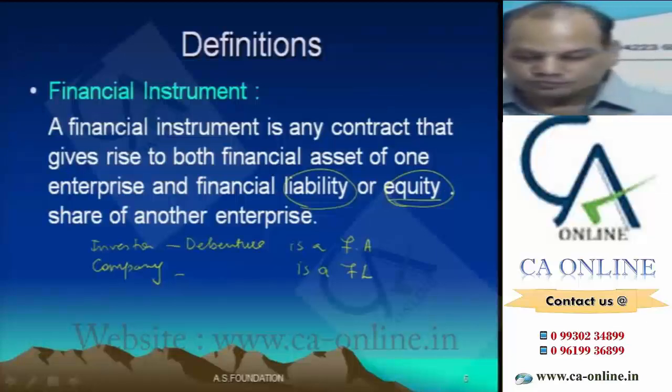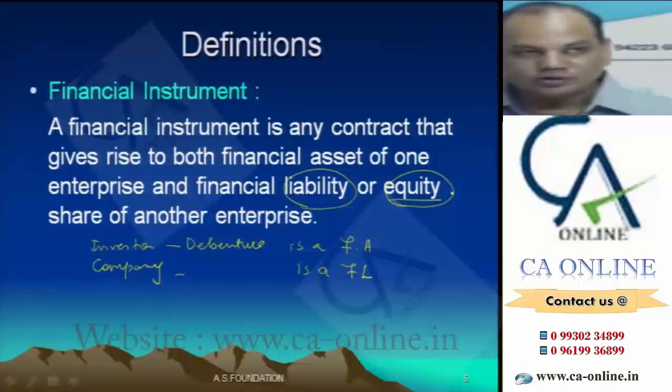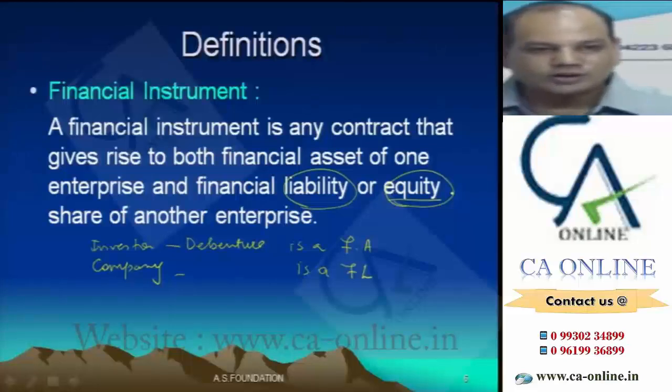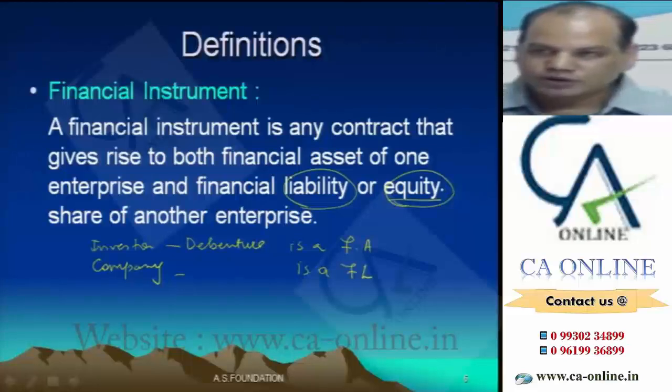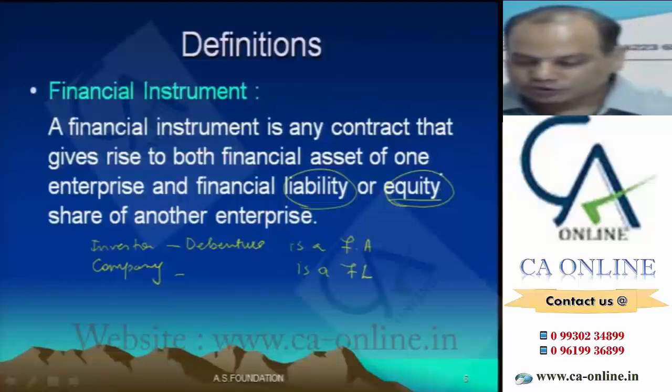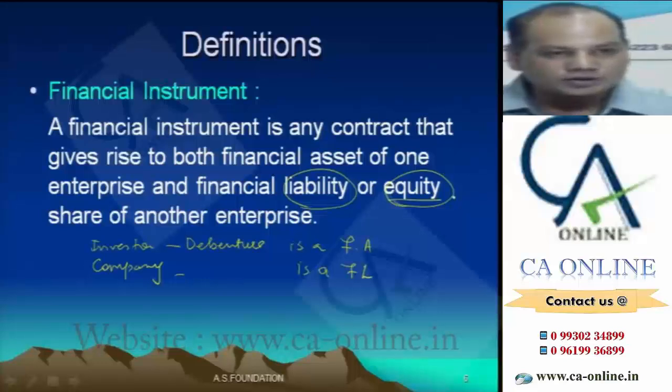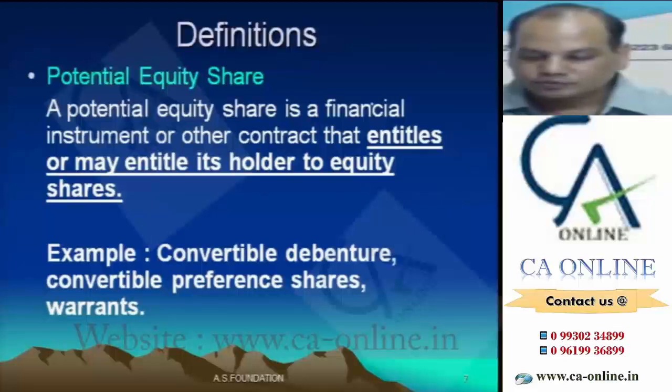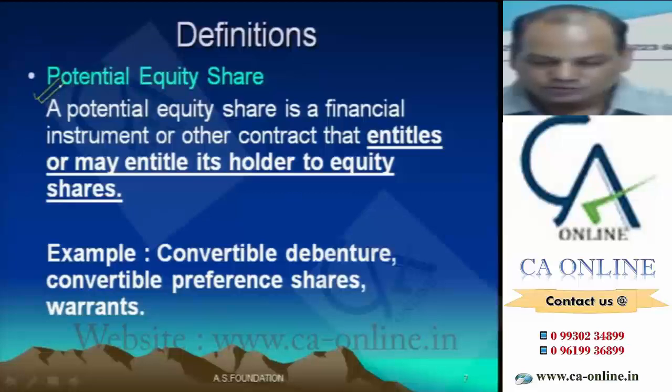Is it right? These are 2 simple examples, but there are so many other examples also, which is a financial asset for one party and financial liability for other party. What is a financial asset and what is a financial liability, that you will study in accounting standard 30, 31, 32. Okay, not today. That term we will not use much also in this standard financial instrument, don't worry. The important term you tick mark is potential equity share.